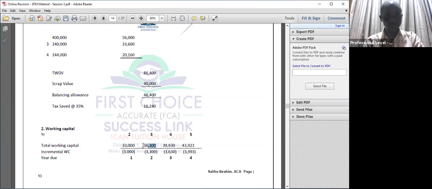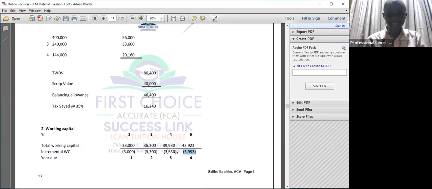So in year 3, I do the same thing. I will say this minus this. It has increased by 3,300. In year 4, I do the same thing. This minus this. It has increased by 3,630. I do the same thing in year 5 to get this.